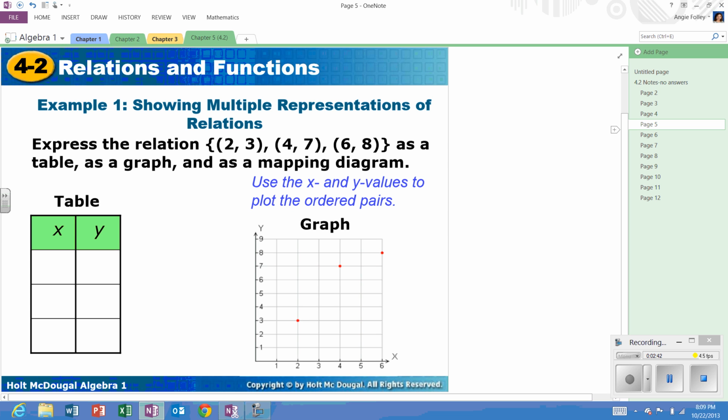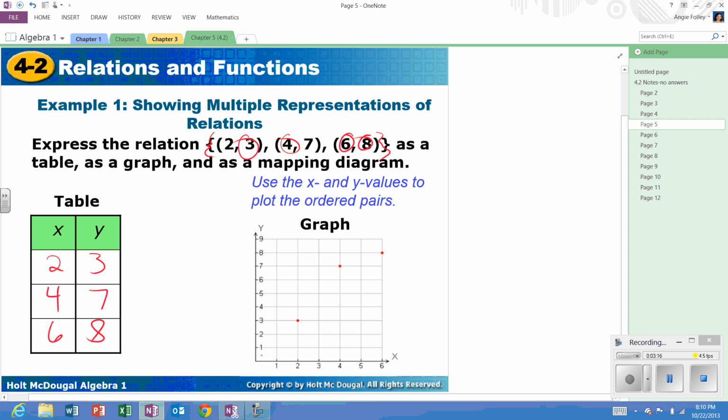So now it's telling us to express the relation. This is how we write a relation. We use these brackets, and then our ordered pairs and end brackets. And it wants us to express it as a table. So we're going to list out our ordered pairs with coordinating y values. So for example, I'm going to start with 2, and the coordinating y value is 3. For my second ordered pair, my x value is 4, and my coordinating y value is 7. And then for my last ordered pair, my x value is 6, and my coordinating y value is 8, okay?